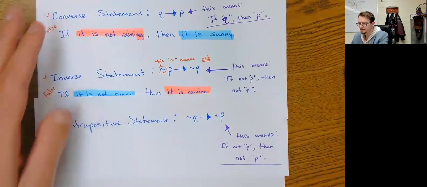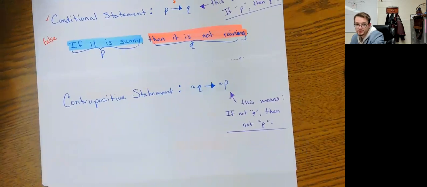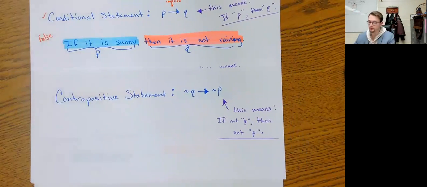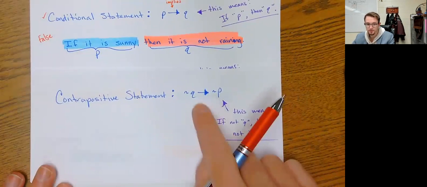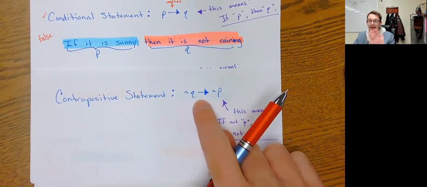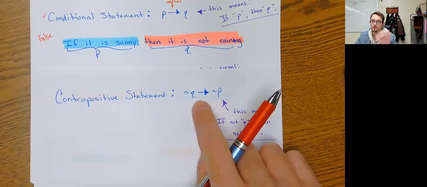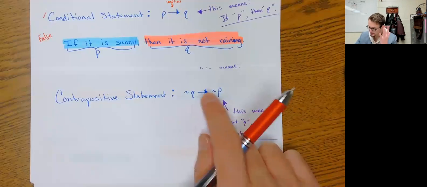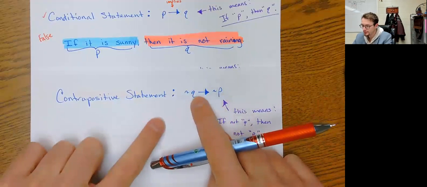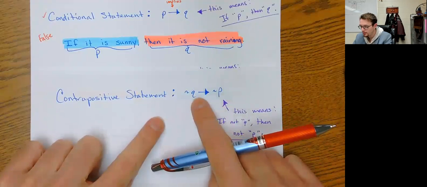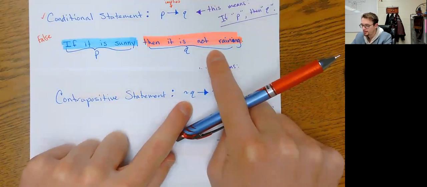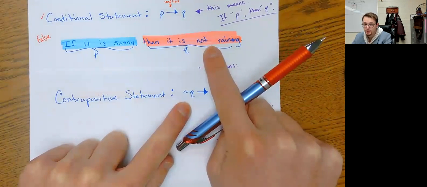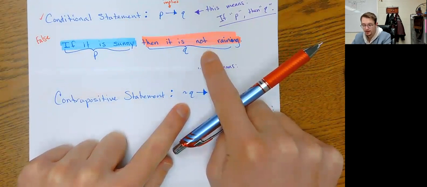Now, contrapositive, and actually let's come down here so we can see the conditional statement, right? It's really important to remember the original conditional. So a contrapositive flips P and Q and does the inverse. So it's like inverse and flip, right? You're going to flip it and you're going to inverse it. So what is Q? Well, Q is, it is not raining. Well, what's the inverse of it is not raining? It's raining.